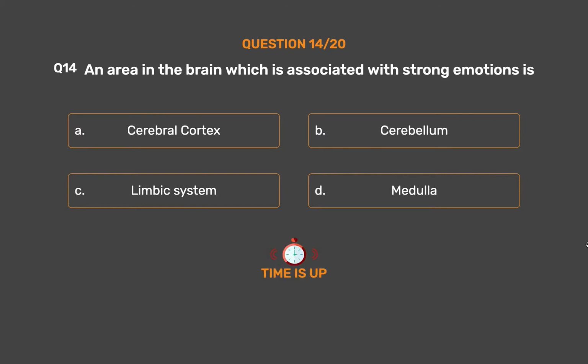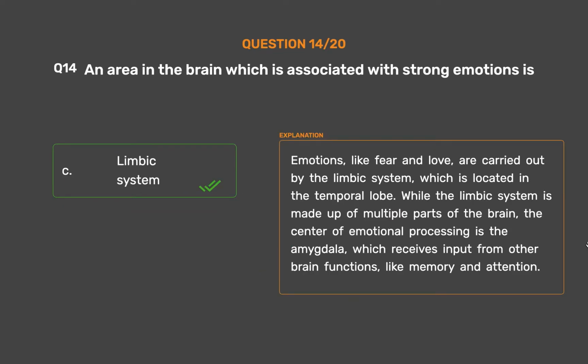The correct answer is Option C, limbic system. Emotions, like fear and love, are carried out by the limbic system, which is located in the temporal lobe. While the limbic system is made up of multiple parts of the brain, the center of emotional processing is the amygdala, which receives input from other brain functions, like memory and attention.